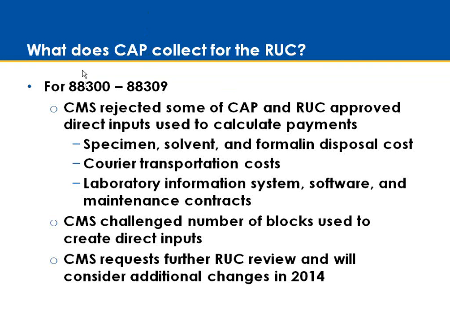Even though we determined that some things were an expense, and in fact the RUC approved some of our direct inputs that should be used to calculate payment, there were some things that CMS did not accept from the RUC recommended values. In calculating practice expense for the surgical pathology codes, we included various things in the list in front of you that were not considered to be direct costs by CMS.